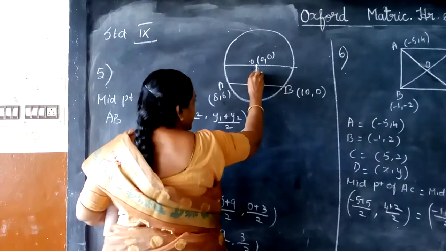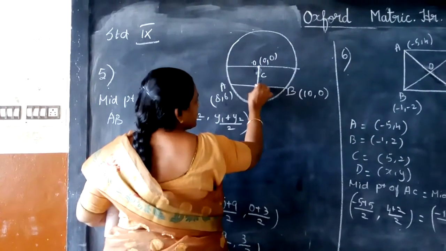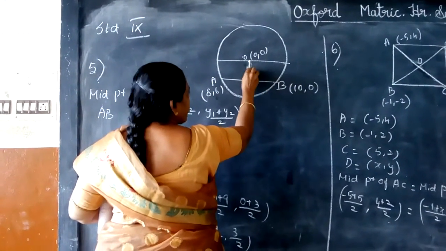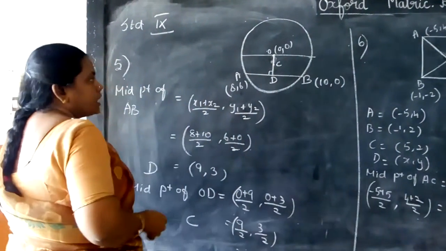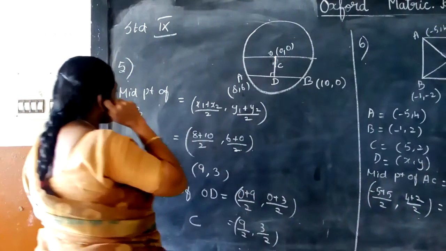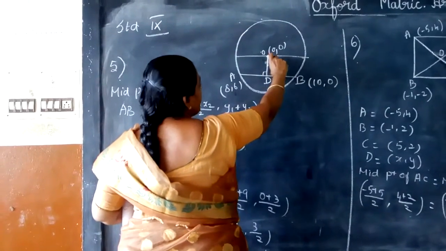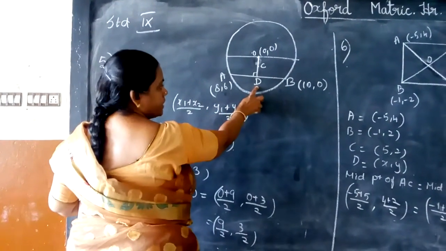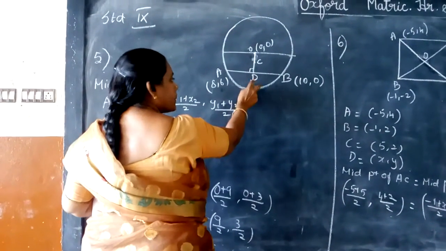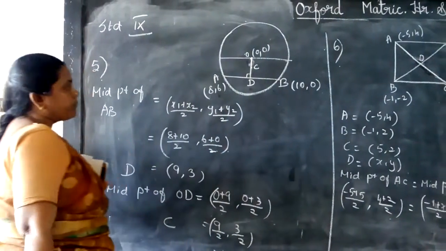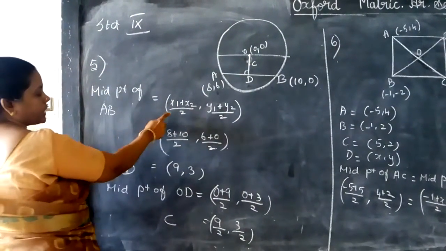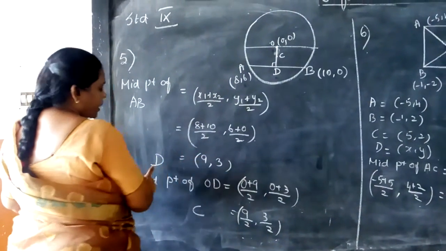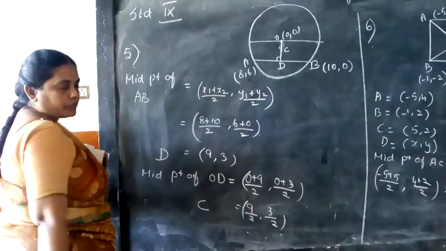Since it is a perpendicular distance from the chord, this will be 90 degrees. Okay, and then we are going to find the midpoint, C. To find C, I have to use the midpoint formula with the help of O and D. So first I find D. What is D? We have to find it, right? After finding this, with the help of O and D, we can find C. So midpoint of AB is equal to (x1 plus x2 by 2, y1 plus y2 by 2). By adding the values, we get D as (9, 3).